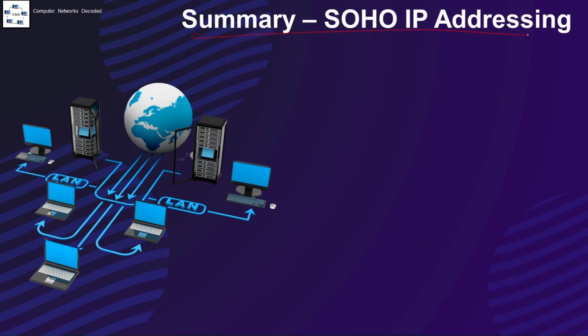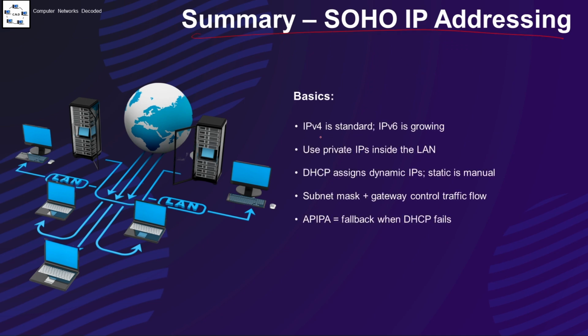So, a summary of the SOHO IP addressing. IPv4 is the standard that has been used, but IPv6 is gradually replacing IPv4. The private IP addresses are used inside your local SOHO networks or inside the LAN. DHCP assigns dynamic IP addresses to the clients, while a static IP address is manually configured. Subnet mask plus gateway control the traffic flow.